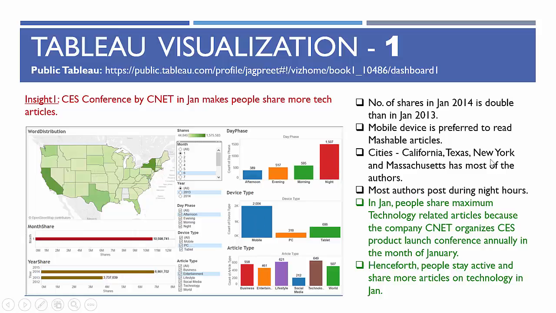You can see here that states like California, Texas, New York and Massachusetts have the most authors, and most authors post during night hours. The reason is that in January people share the most technology related articles because the company CNET organizes the CES product launch conference annually in the month of January, and this is the time when people stay active and share more articles on technology.